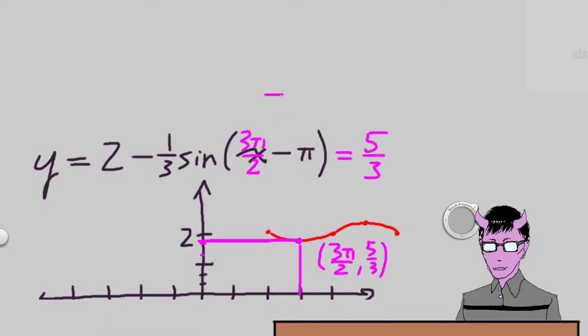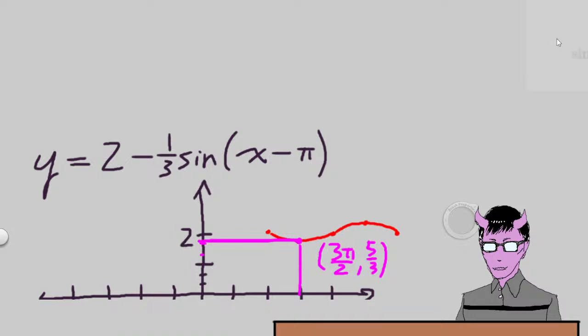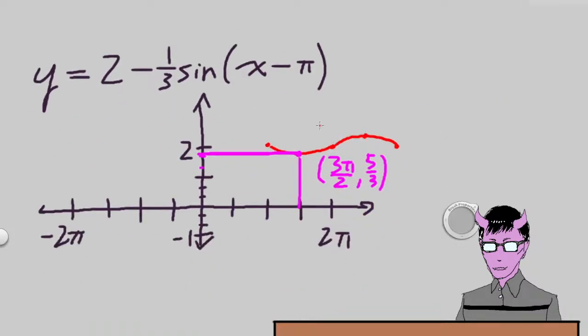If we plug in 3 pi over 2, we should get out 5/3. So subtracting those two, we're going to get pi over 2. So sine of pi over 2 is positive 1, and then positive 1 times this one is negative 1/3, and then 2 minus 1/3 is indeed 5/3. So graphical hypothesis seems pretty good, seems legit. And let us carry this out. I extend this out.